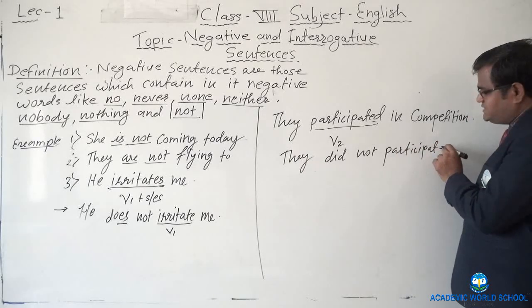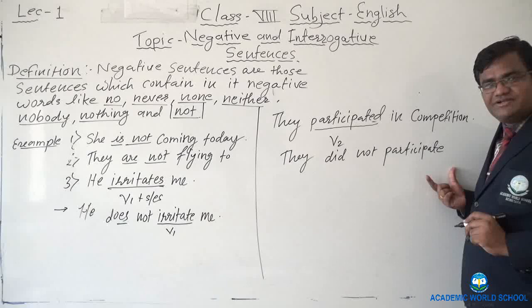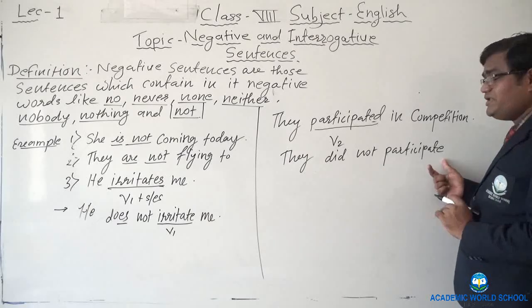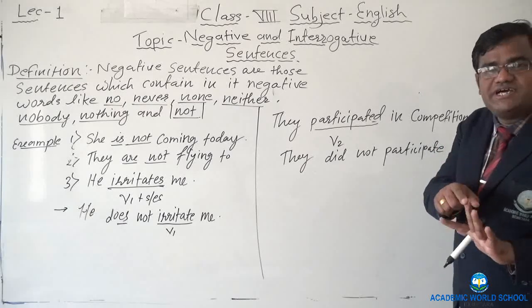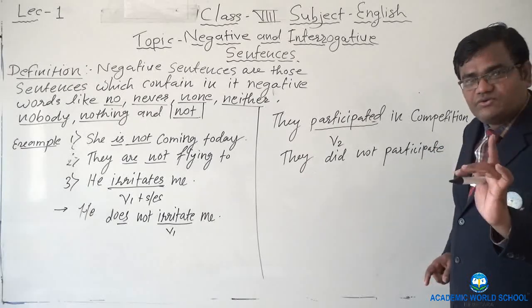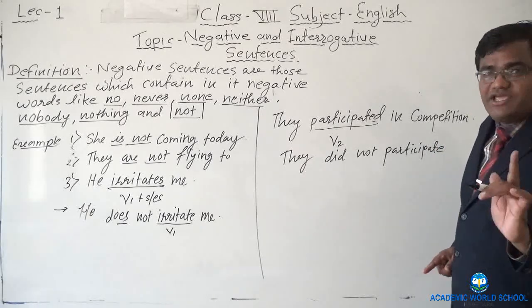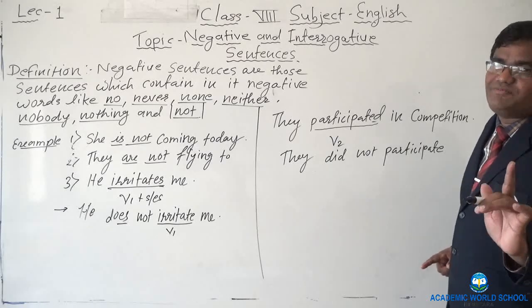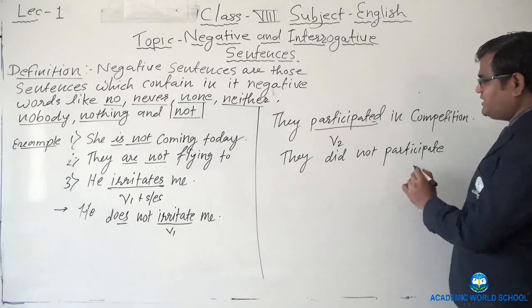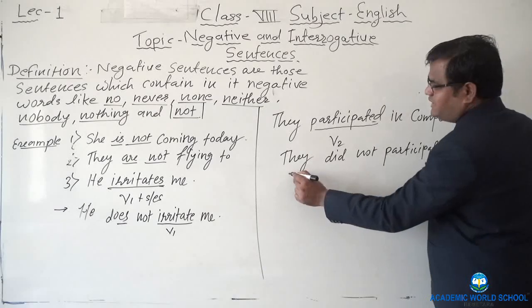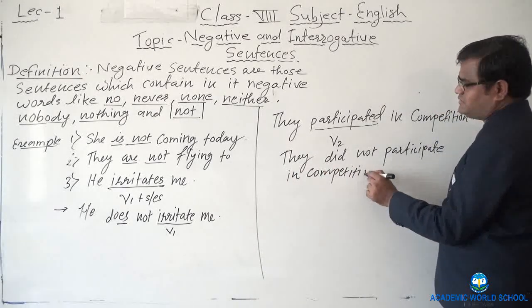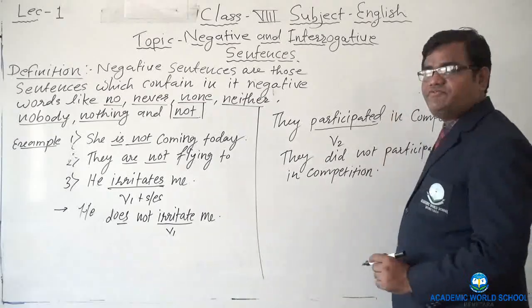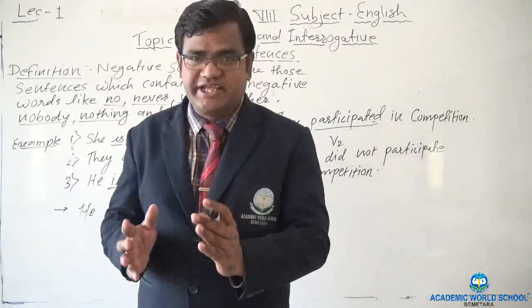They did not participate. Will I write now participated? Definitely not. I have removed ed because the rule says after do, does, did we use only and only the first form of the verb. That's it. So here the sentence becomes: they did not participate in competition. Right? This is the way of making a sentence negative.